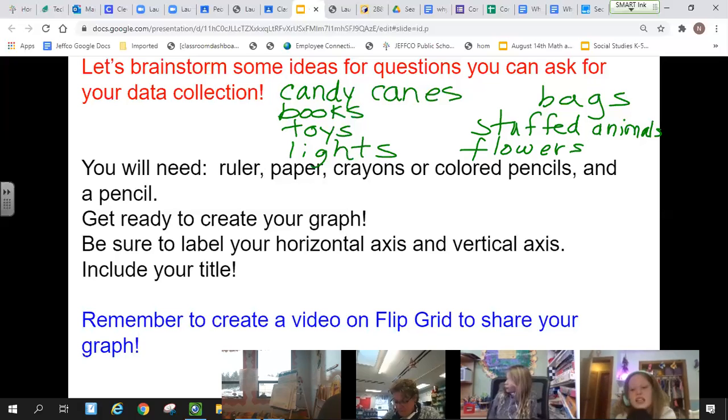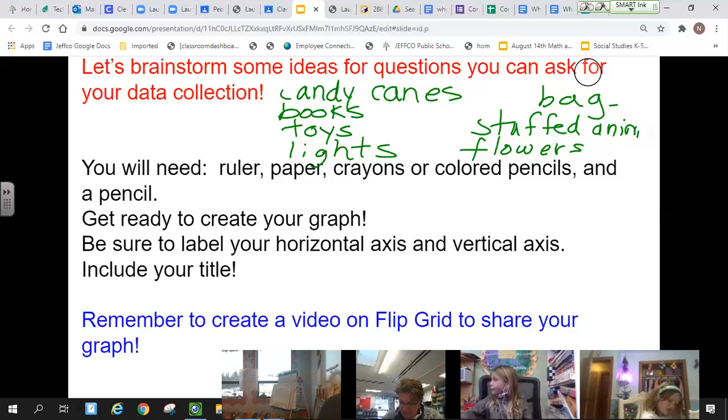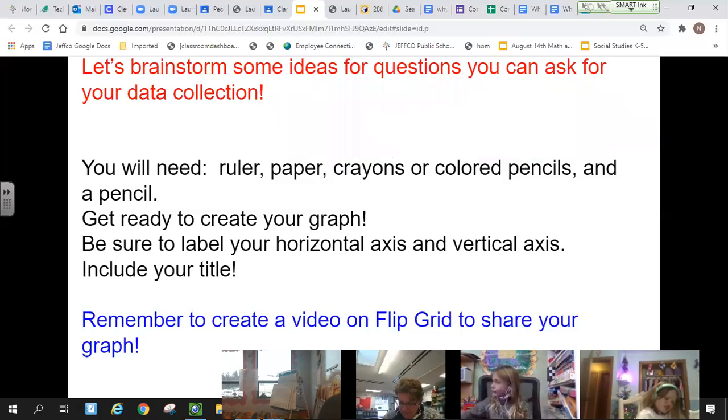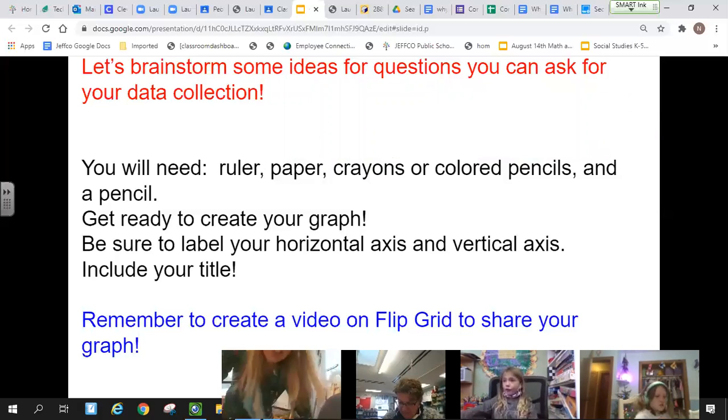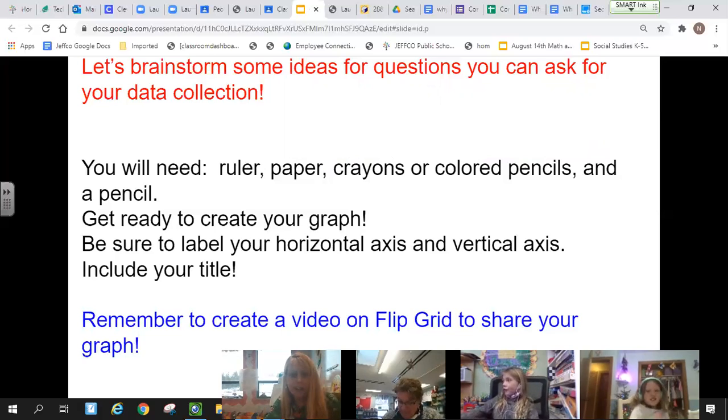Be sure to label your horizontal axis and vertical axis like I did with the numbers and then the type, and you'd have to have a title. Your title might be types of candy canes, types of books, types of toys, types of colored lights, types of bags, types of stuffed animals, types of flowers, types of Legos, whatever it is. Once you create your graph, you only have to do one. I did many. If you want to do more than one, knock yourself out. I am fine with that.